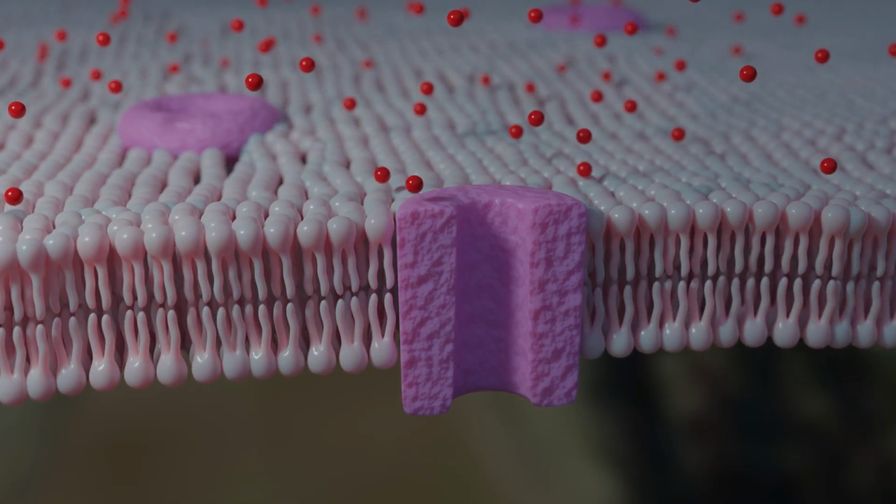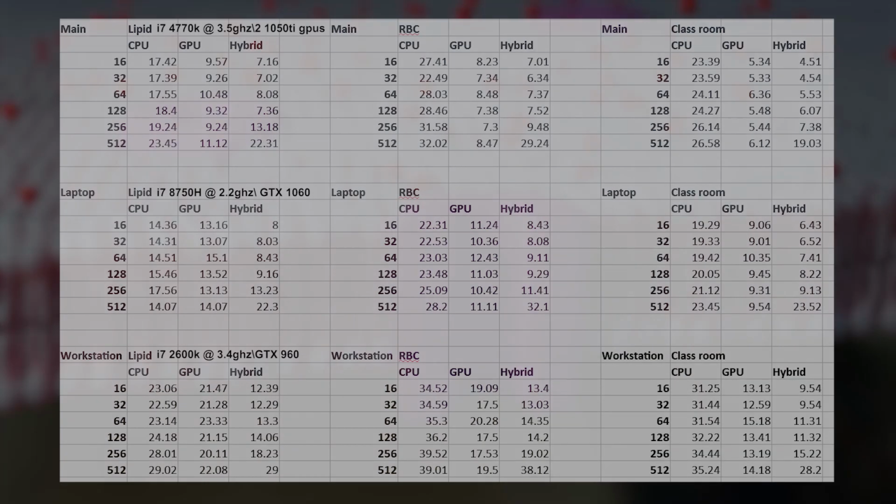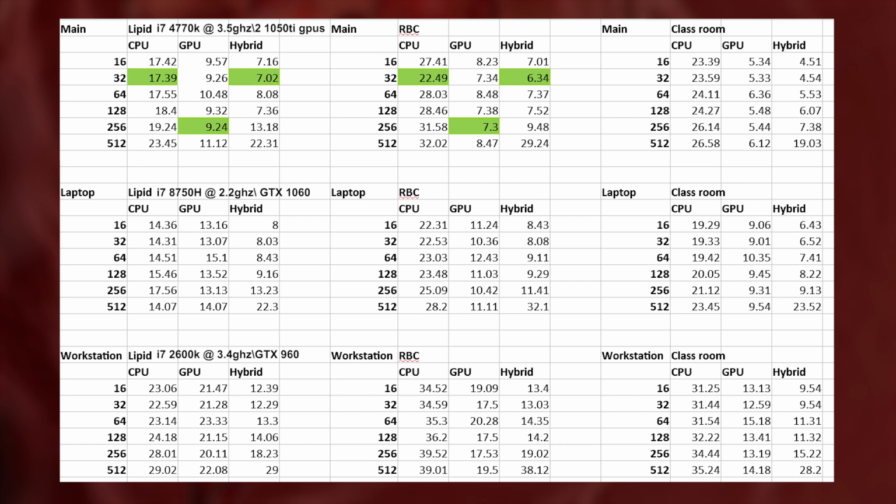The first test I carried out was with my Lipid tutorial. I took a random frame and rendered it out using tile sizes from 16 by 16 to 512 by 512, using both the CPU, GPU, and hybrid GPU and CPU rendering. So for this scene, a tile size of 32 by 32 was the fastest for both CPU only rendering and hybrid CPU and GPU rendering, whereas a tile size of 256 by 256 was the fastest for GPU only rendering. And this stayed consistent for this machine with the red blood cell animation, as you can see here.